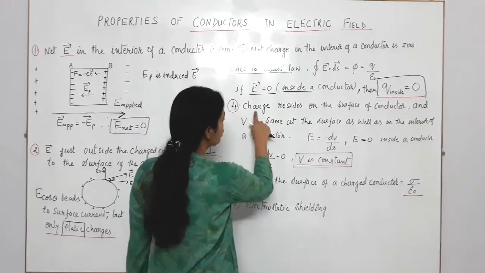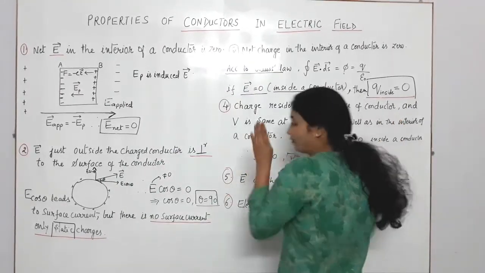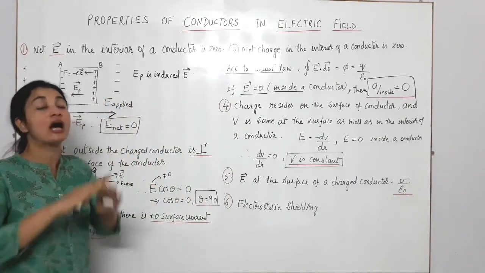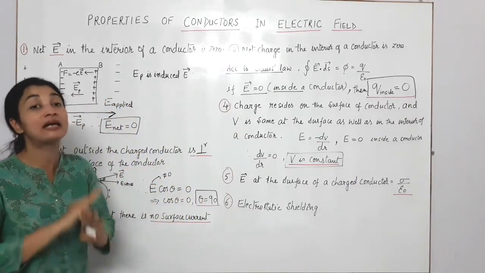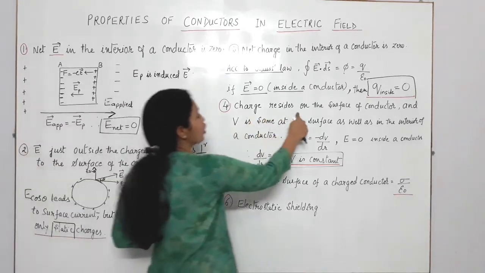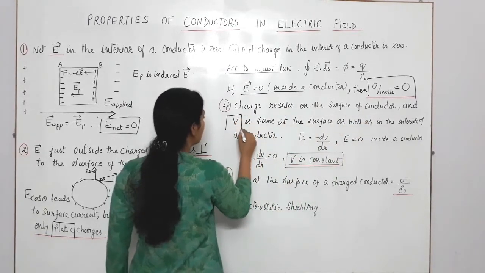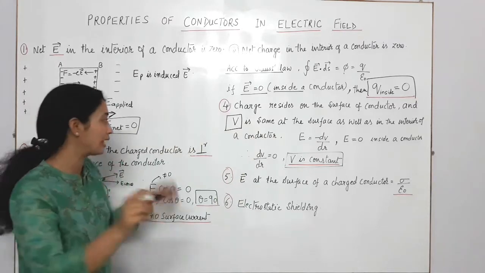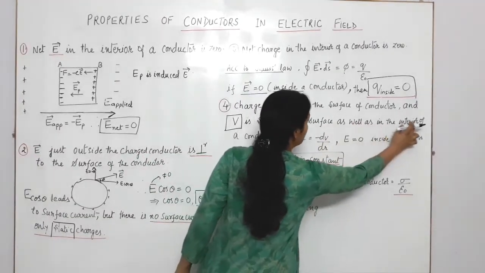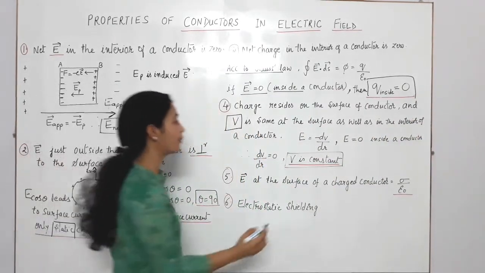Fourth point, the charge resides on the surface of a conductor. Whatever charge we give to the conductor, it resides on the outer surface of the conductor. It can never get into the conductor. So, charge resides on the surface of a conductor, and V, what is V now? It is electrostatic potential, yes, and V is same at the surface as well as in the interior of a conductor. Why is it so? Let us talk about it.